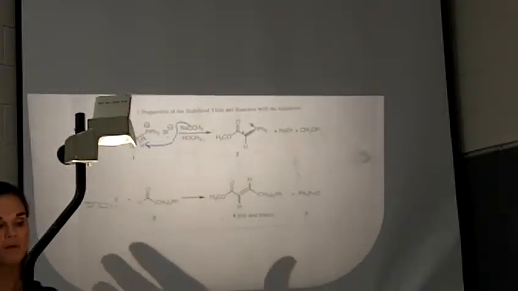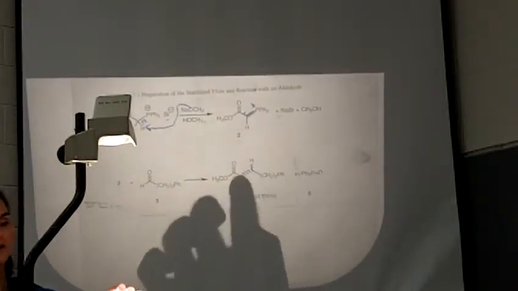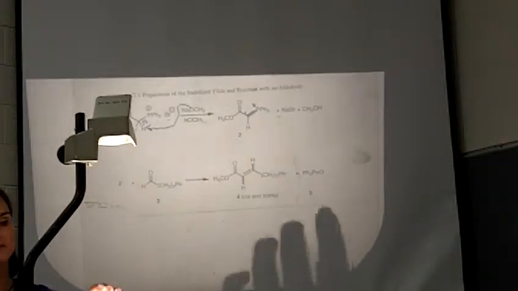So then this guy is going to react with our hydrocinnamaldehyde. That's the aldehyde that we're going to use. Okay. And then we'll get this product, the cis-trans product of this alkene, plus triphenylphosphine oxide. Okay.